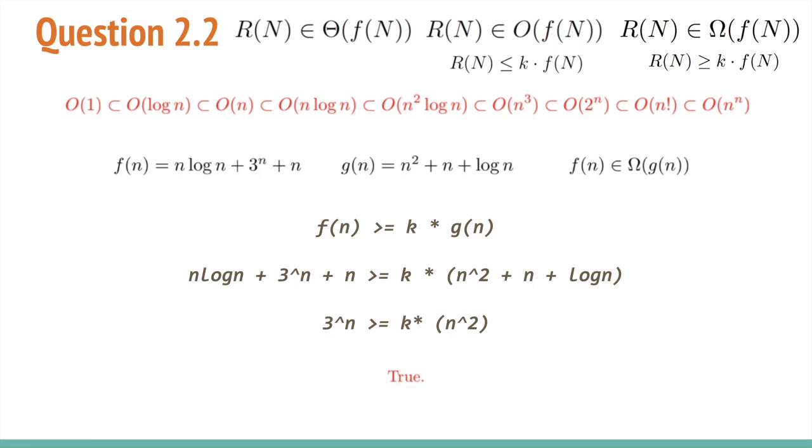In this next one, we have f of n equal to n log n plus 3 to the power of n plus n, and g of n equal to n squared plus n plus log n. And we are asked if g of n is a lower bound on f. Here we have that f of n is bounded by 3 to the power of n, and g of n is bounded by n squared, which lets us conclude that g is definitely a lower bound on f. So this is true.